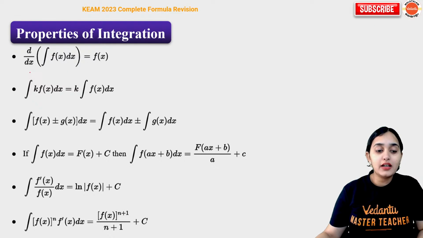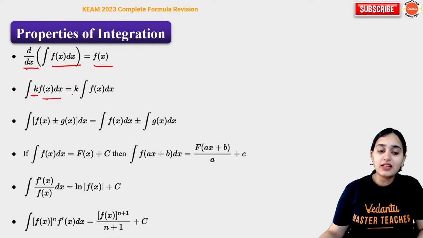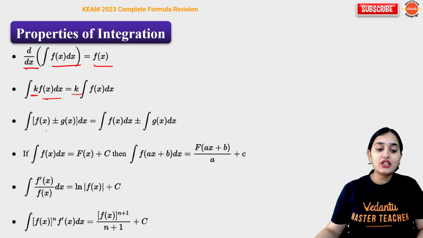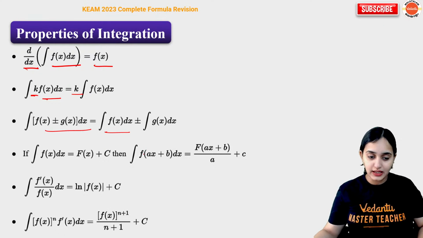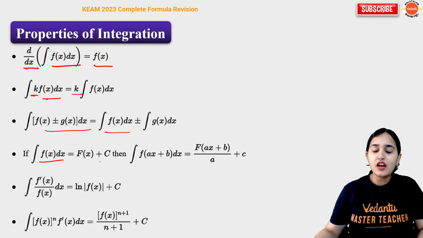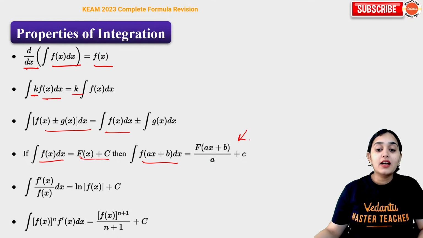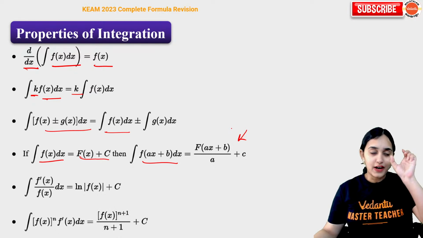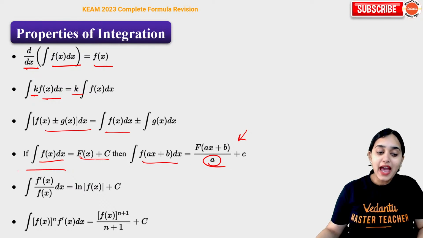Differentiation of integration of f(x) is f(x). Integration of a constant multiplied with the function: the constant can be taken out. Integration of f(x) plus g(x) is integration of f(x) plus or minus integration of g(x). Next, if integration of f(x) is capital F(x) plus c, then integration of f(ax plus b) is capital F of (ax plus b), whatever function you have got, divided by a.